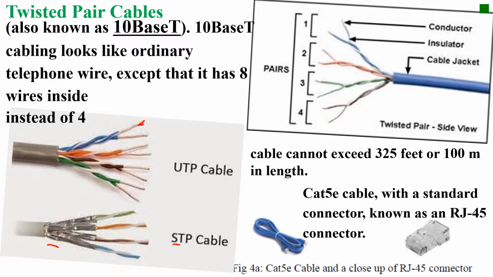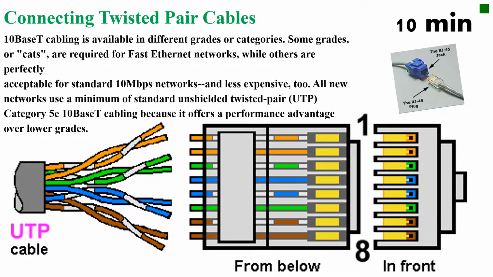And this is of Category 5, with a standard connector known as RJ45, which is this connector. Sorry, this is the connector from below and this from the front, the side of RJ45. This is RJ45. This is the plug and this is the jack. The plug is the male, and the jack is the female. Okay.